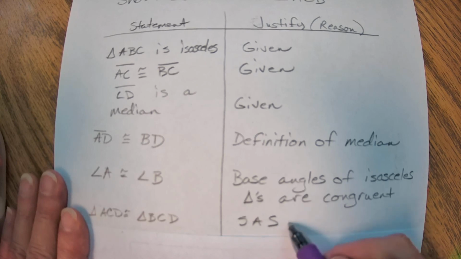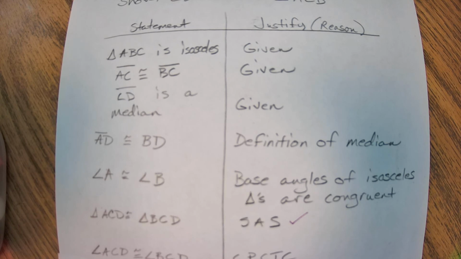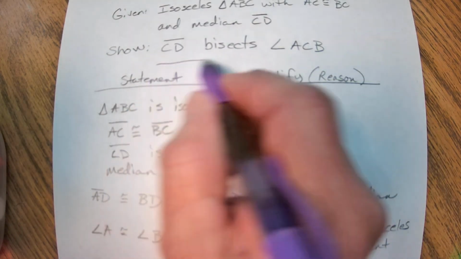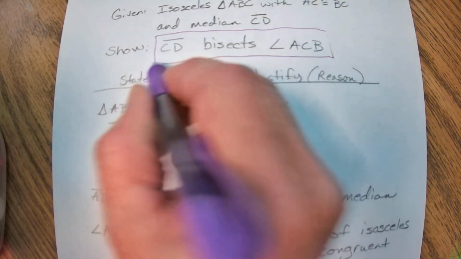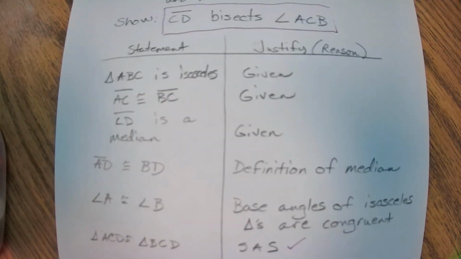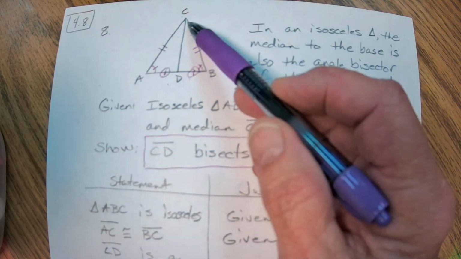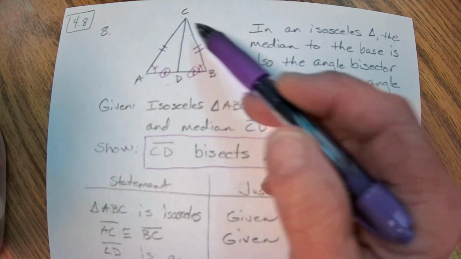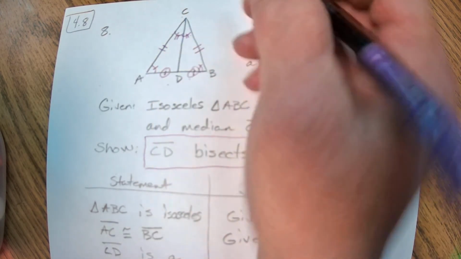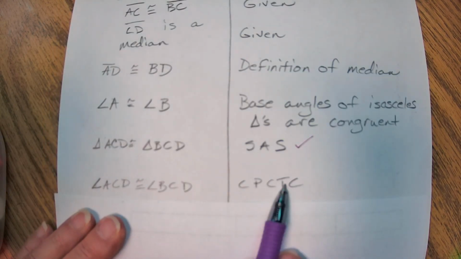So once you make this statement, the last statement is almost always, remember, we want to show that CD bisects this vertex angle. And I can say that angle ACD is congruent to BCD. I can show that these two angles are congruent because corresponding parts of congruent triangles are congruent.